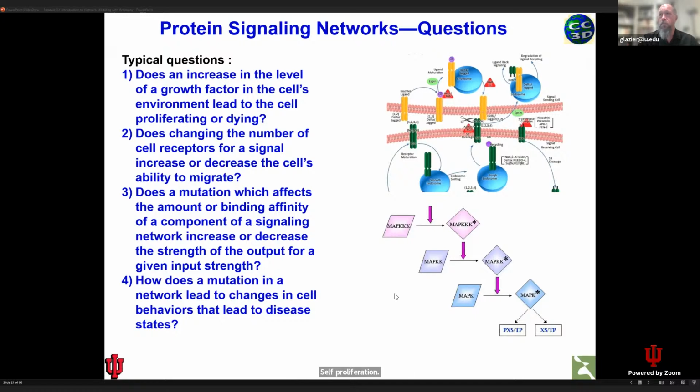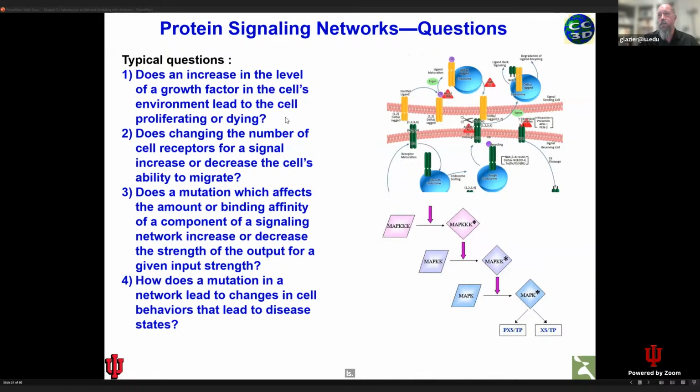When you're going to look at protein signaling networks, there are a set of typical questions that you want to ask. For example, is the level of a growth factor in the cell's environment or some other chemical in the environment mediated by a surface receptor? Sometimes these growth factors and other modulators go into the cell directly. Estrogen, for example, is transmitted into the cell not through a surface receptor.